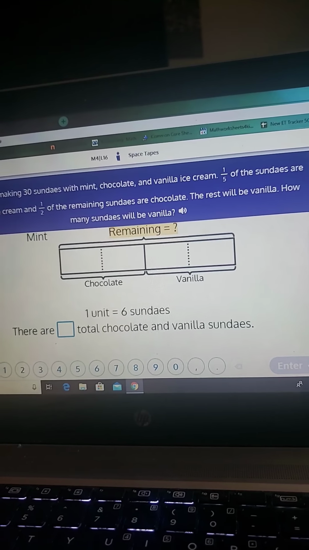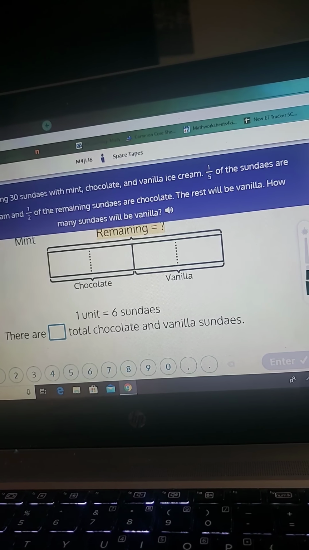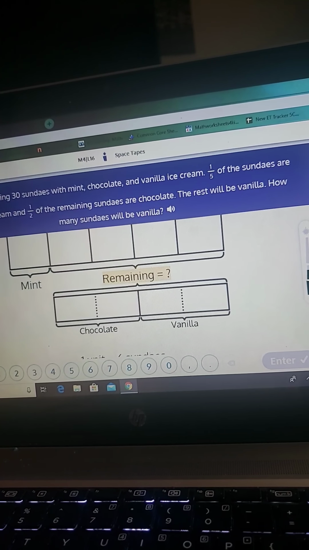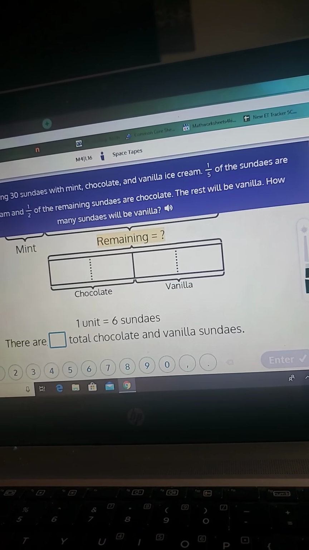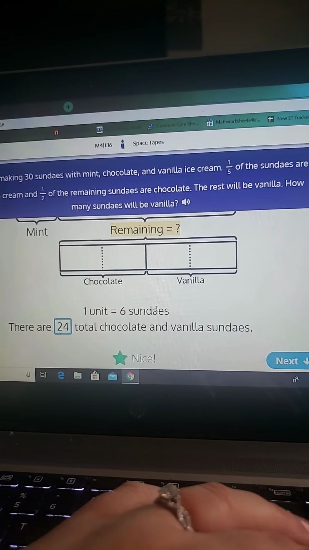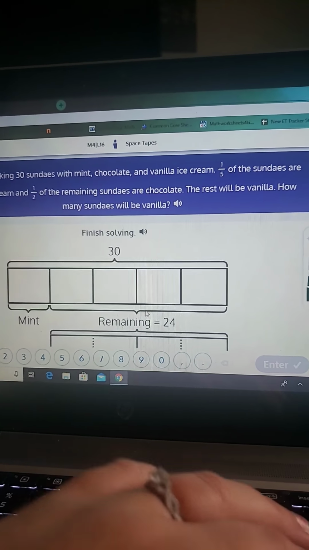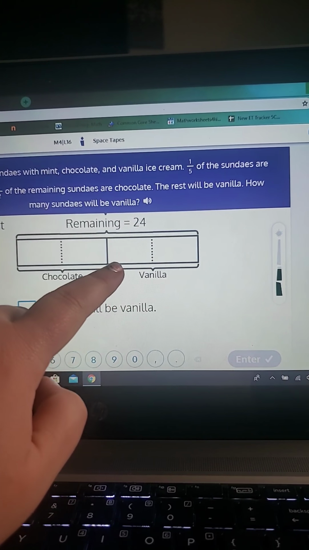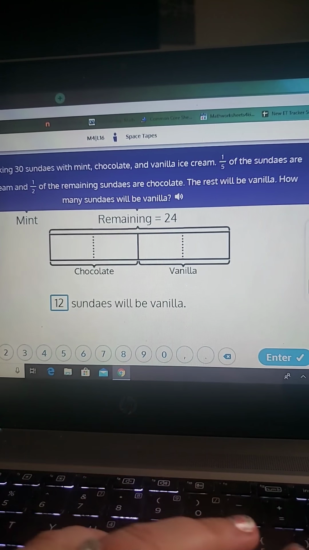So how many sundaes are chocolate and vanilla together? Each box is 6. So together, 6 times 4 is 24. And then if each one is 6, and I want to know how many are going to be vanilla now, 6 times 2 vanilla is 12.